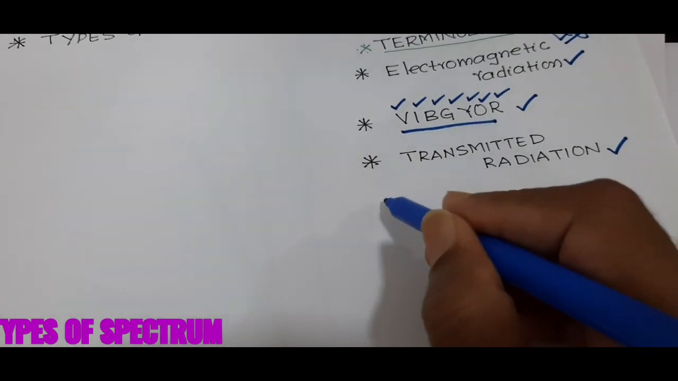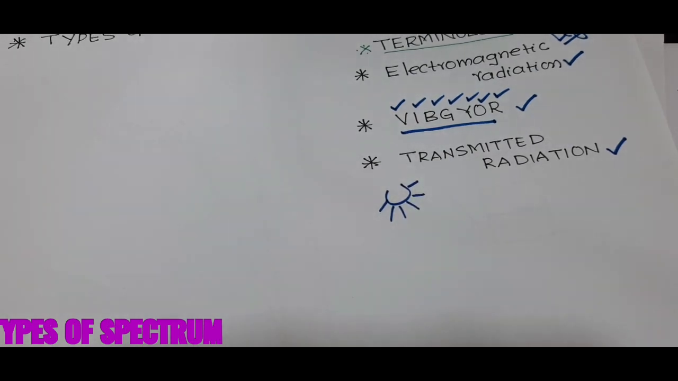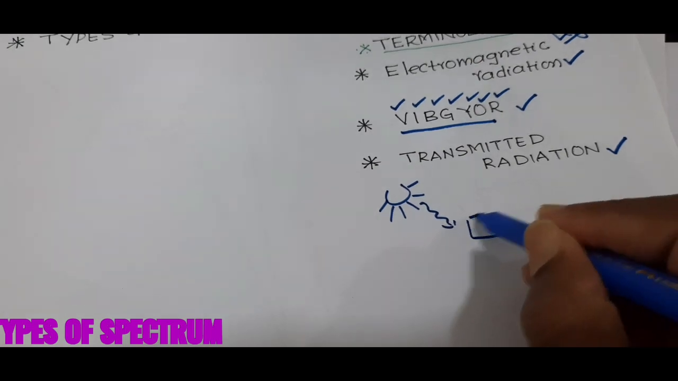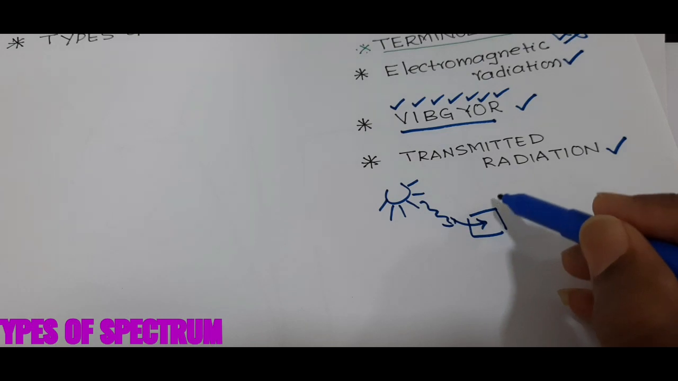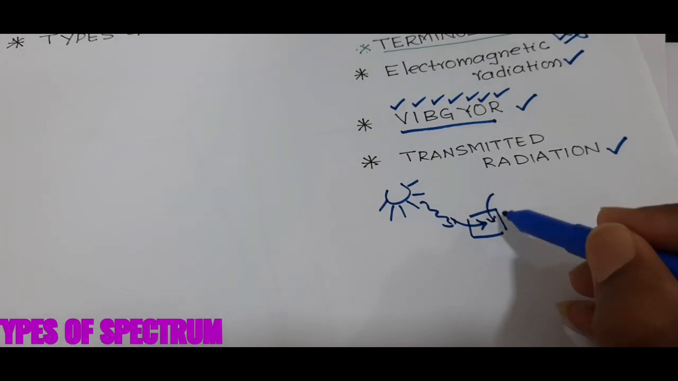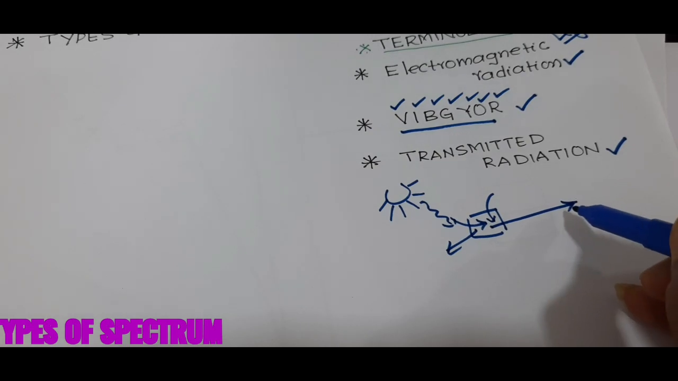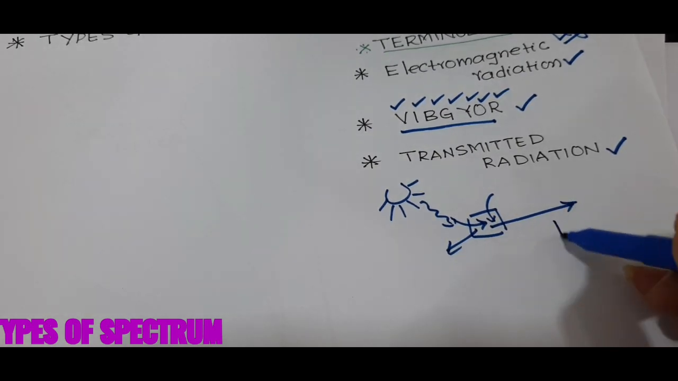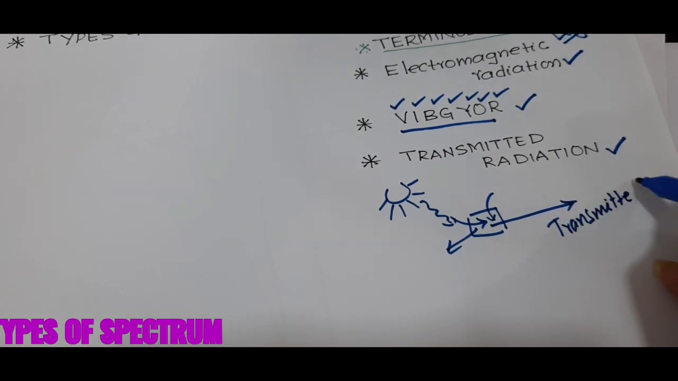Very simple, students. Take a source of light. This light is falling on a substance. Suppose some of the light is absorbed, some is reflected, and the remaining part of the light passes through the substance, that can be considered as transmitted radiation.